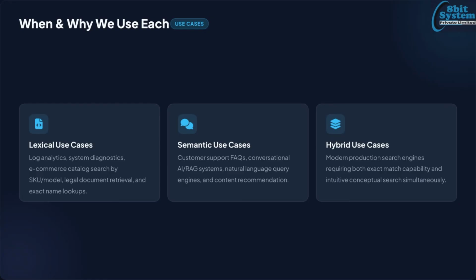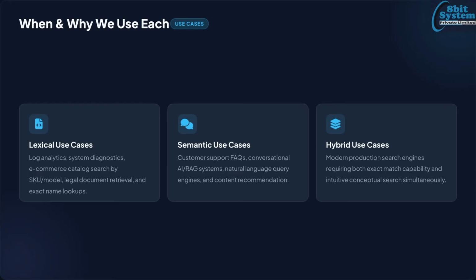And for semantic use cases, semantic search is commonly used for customer support FAQs, conversational AI and RAG systems, natural language query engines, and content recommendation systems. For example, if a customer searches, "How can I reset my password?" the system can return an article titled "Forgot Your Password," because both have the same meaning. And in hybrid use cases, many modern search engines combine both approaches. This is called hybrid search because it provides the accuracy of exact keyword matching while also understanding the user's intent.